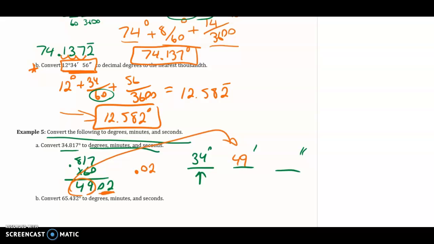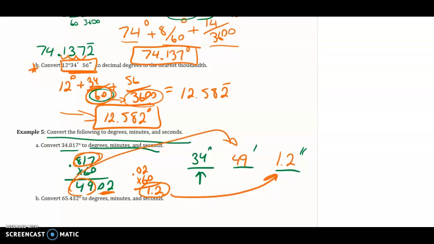This part is kind of confusing. Instead of dividing by 3,600 seconds, think about this. We've already multiplied by 60, and now I'm going to multiply by 60 again. Sorry, I misspoke earlier. So I have 0.02 times 60. 60 times 60 is 3,600, so that's where that's coming from. I end up getting 1.2, and that is going to become my seconds.